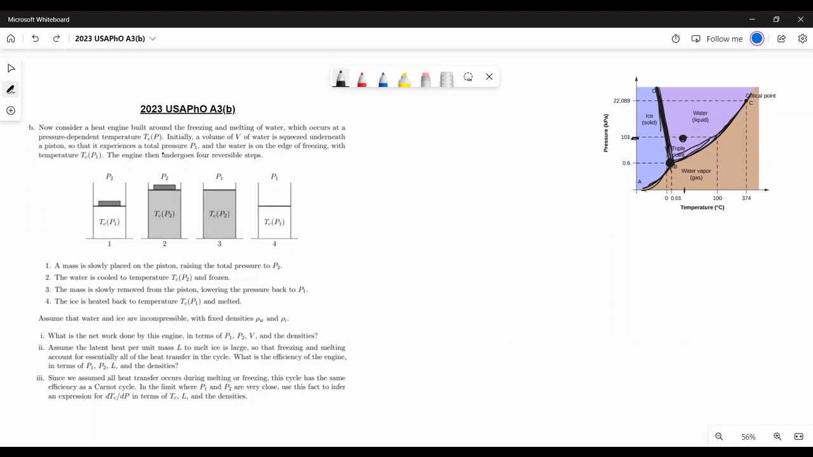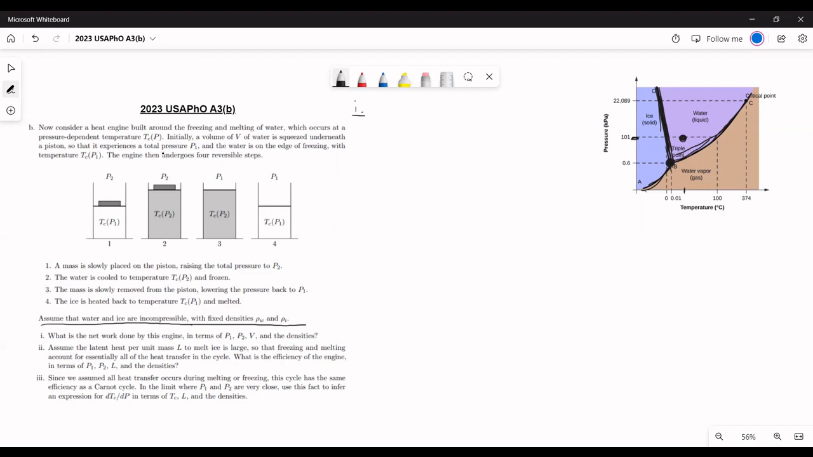So the problem then says to assume that water and ice are incompressible with fixed densities rho W and rho I. So part one asks us, what is the net work done by this engine in terms of the two pressures, the volume, and the densities? And in order to calculate the net work done by this engine over an entire cycle, we're going to have to figure out which steps that work is actually being done in.